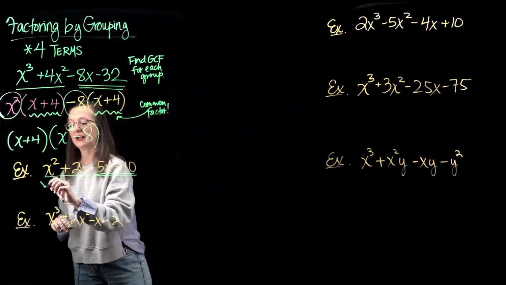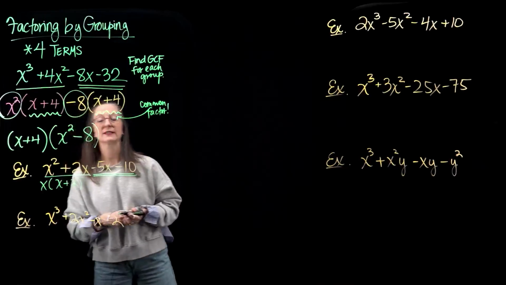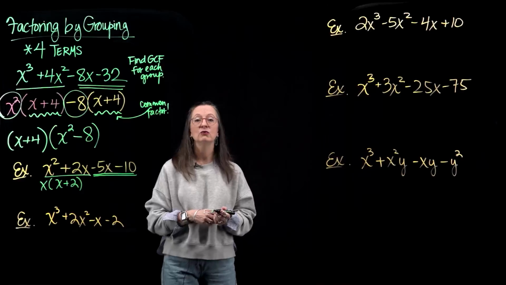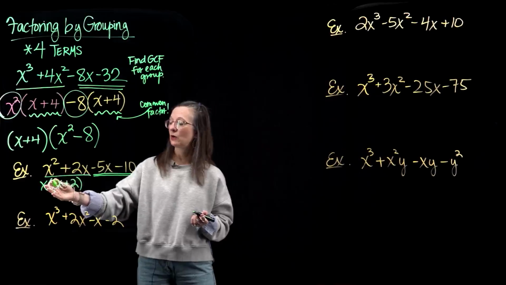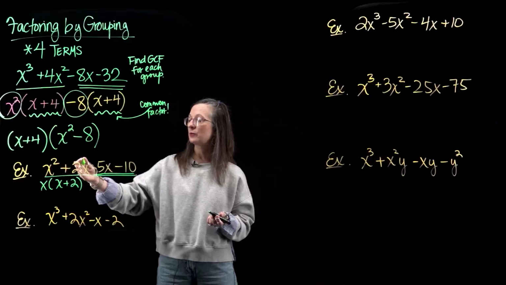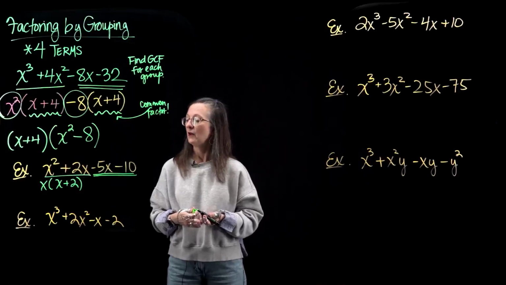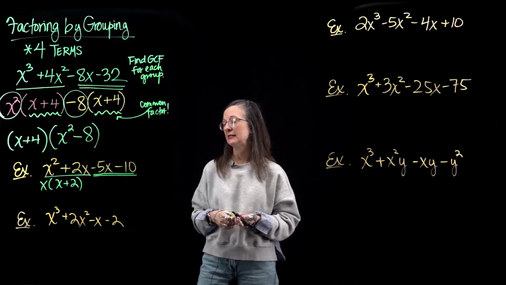Their greatest common factor is x. So I will factor that x to the outside and then write down parentheses x plus 2. And if you wanted to check, you could multiply that x back in to make sure that you got x squared plus 2x. All right, next, let's consider the second group, minus 5x minus 10.